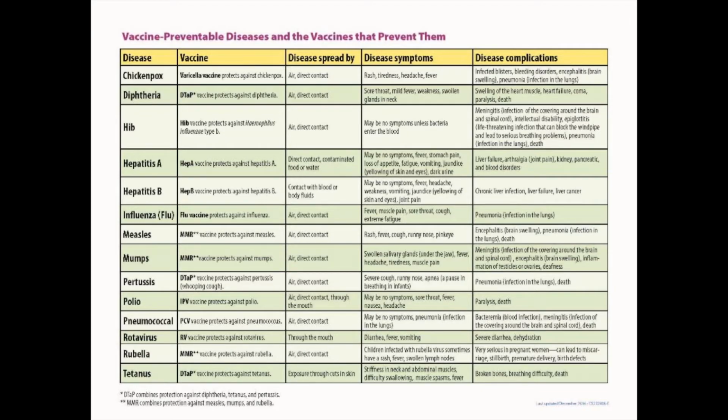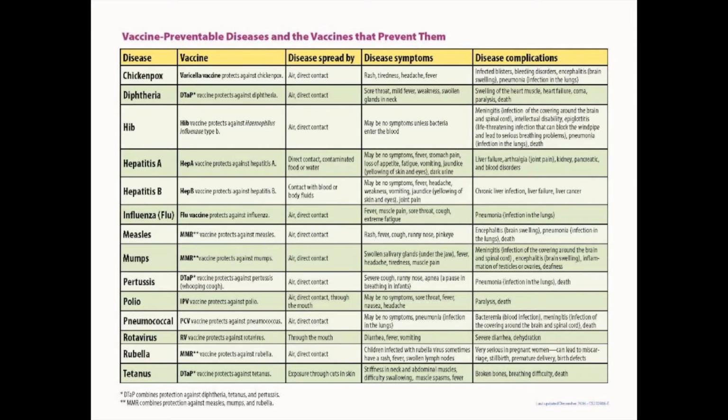So what this does is it delineates the disease and the vaccine that prevents these diseases. It tells you how the diseases spread. So for example, the first one is chickenpox, and it's spread through the air or direct contact. It also shows you disease symptoms and any complications that may arise.